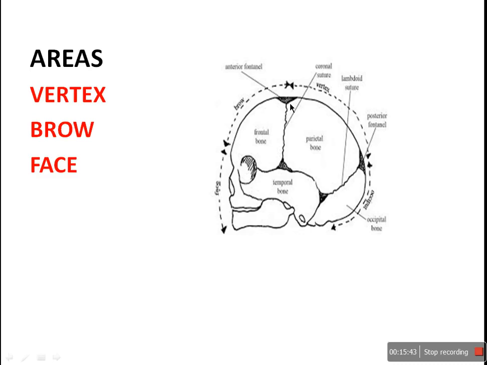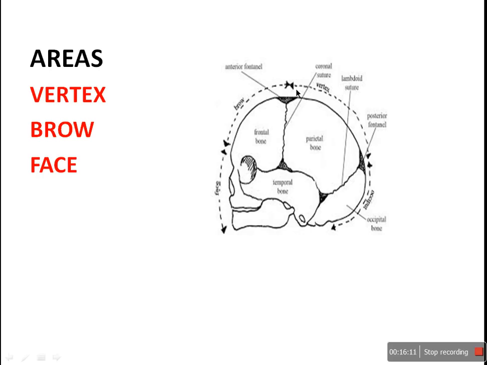From bregma or anterior frontal to the root of the nose, this area is called the brow. And the third one is face. Face will start from the root of the nose to the chin. So from here, root of the nose to chin, it is called face. From the root of the nose to anterior frontal or bregma, it is called brow.